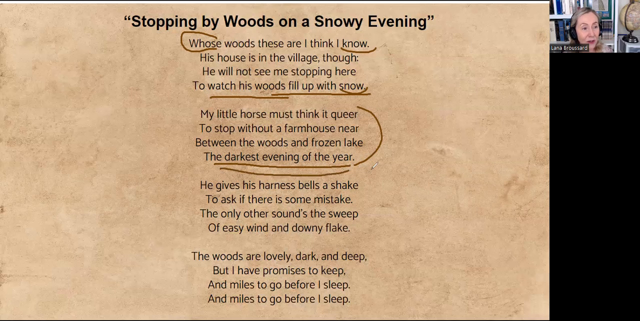Okay, so how does the horse feel? It's a little out of the ordinary for the horse to stop there. And the darkest evening of the year. What do you think about that? Should he be going home? Okay, let's consider that. Can you get a picture in your mind? How is the atmosphere there?